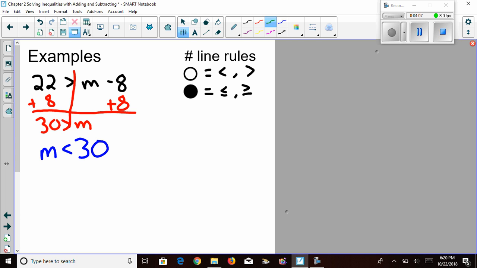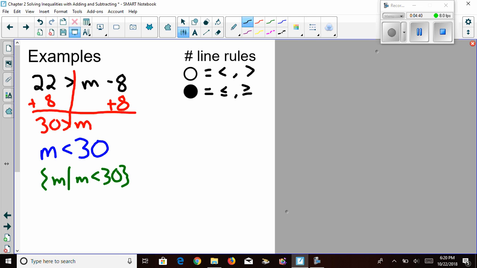Next, I'm going to write it using our set builder notation. So our answer is the set of numbers m such that m is less than 30. So our answer is any number m as long as m is less than 30.